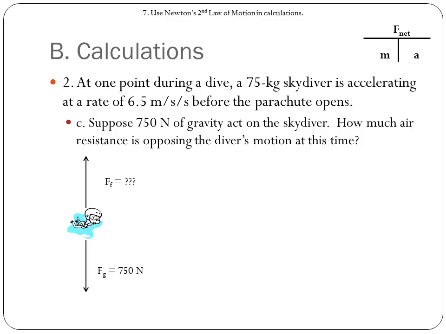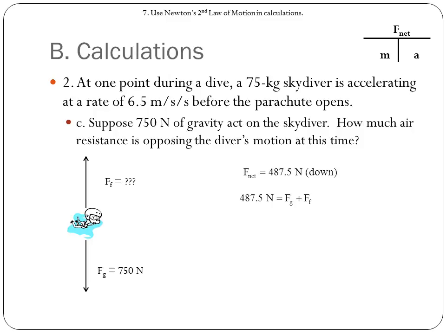Because recall from the last slide, we calculated the net force acting on the diver. We found that the net force acting on the diver was 487.5 newtons, and we said that that net force was directed downwards. And do notice here that we've called that a positive, and that matches our positive gravitational force pulling the skydiver downwards.